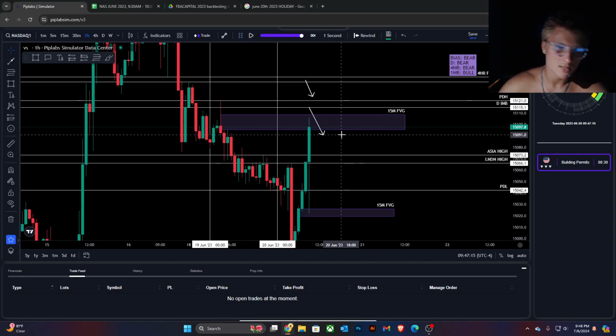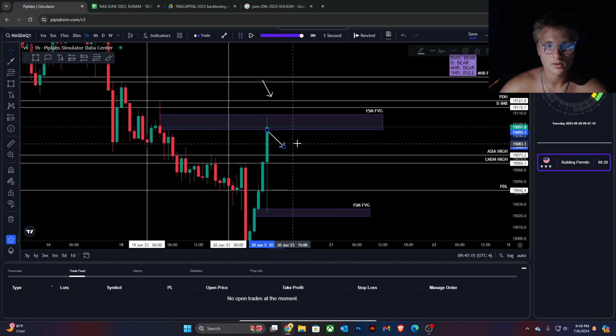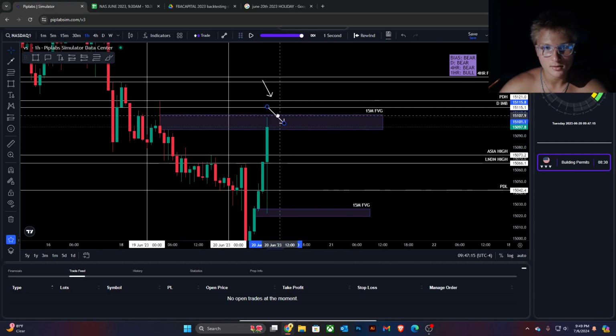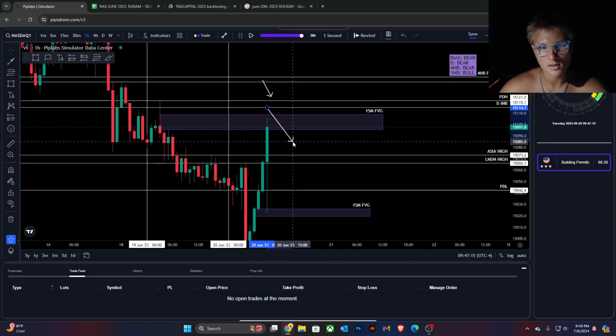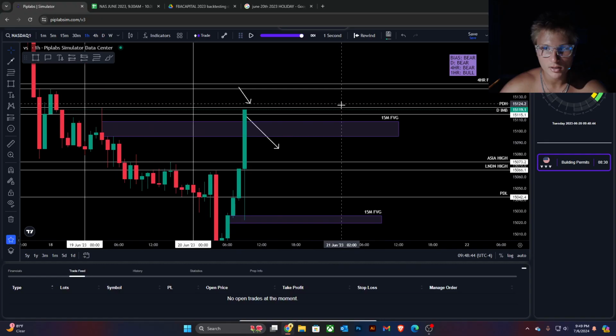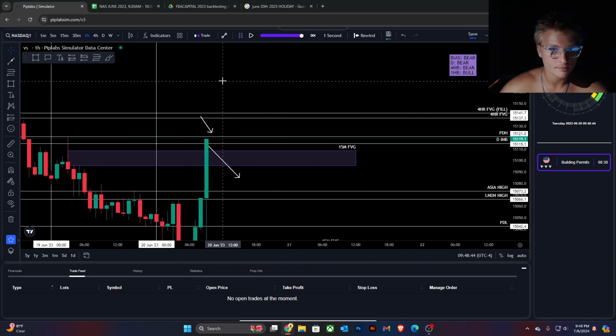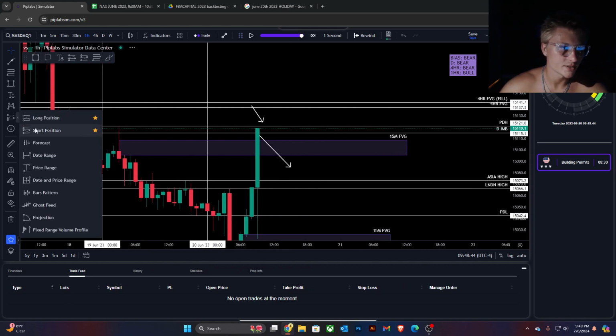I wouldn't even consider taking a trade off this 15-minute gap right now, just because the daily imbalance is so close. I would rather just wait and have a safer entry. So that's the reason I'm not looking at anything at the 15. So right here, boom, daily imbalance filled. Looks like price might run for these previous day's highs, but I'm gonna take my entry here.